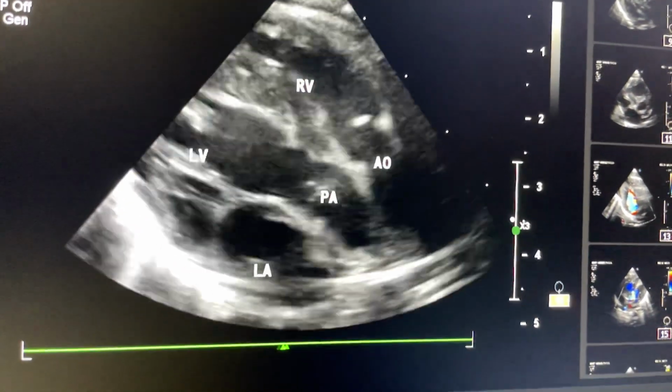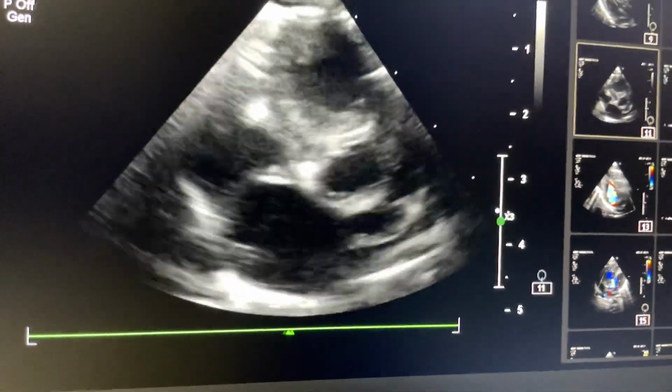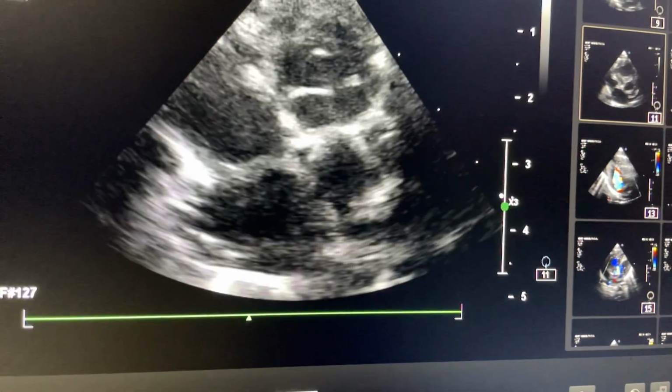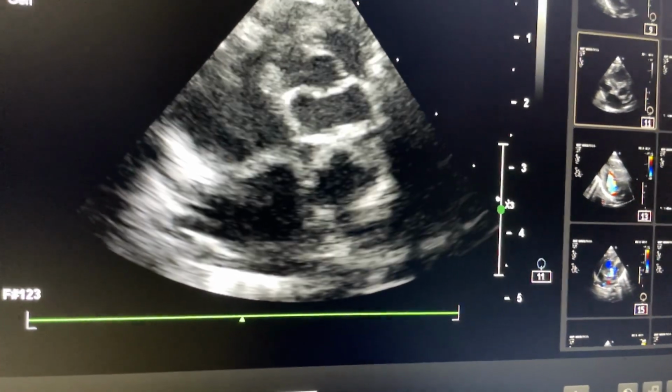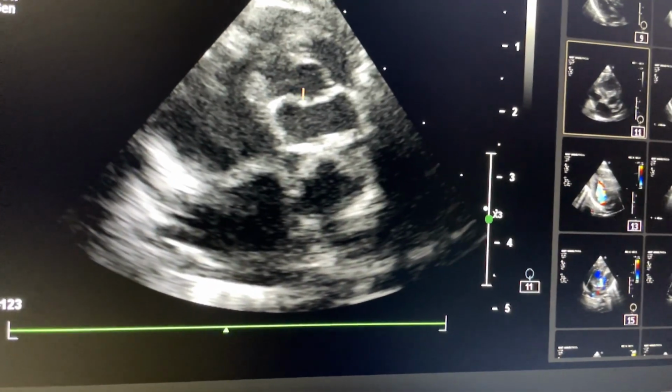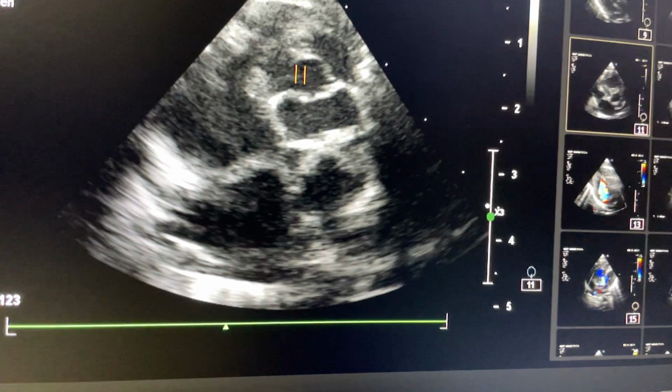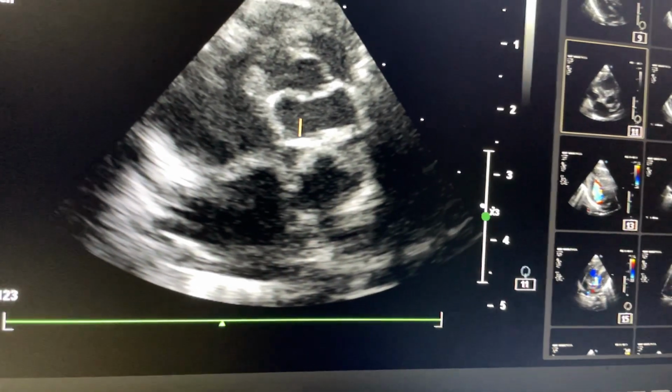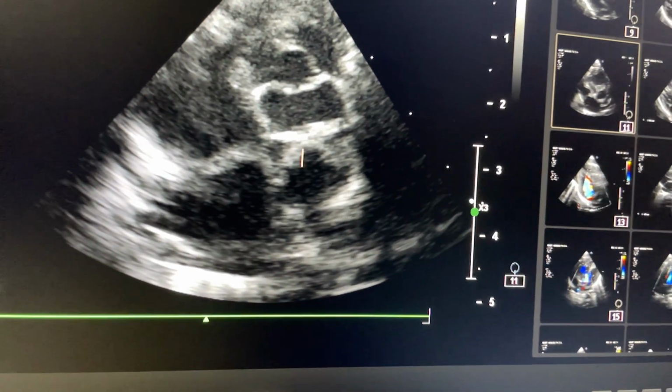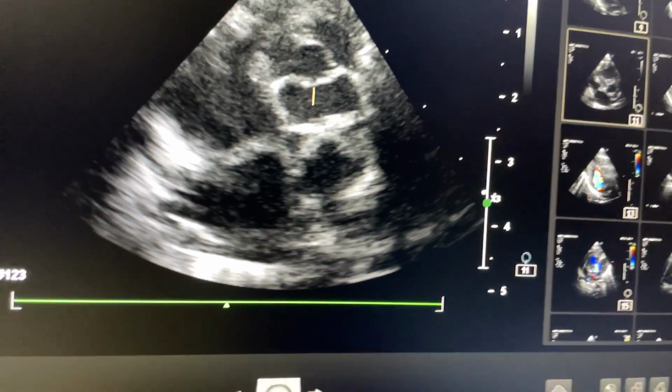Now the next image, this is parasternal short axis view. See the parasternal short axis view. This is aorta and this is pulmonary artery. Aorta is anterior to pulmonary artery or slightly right.